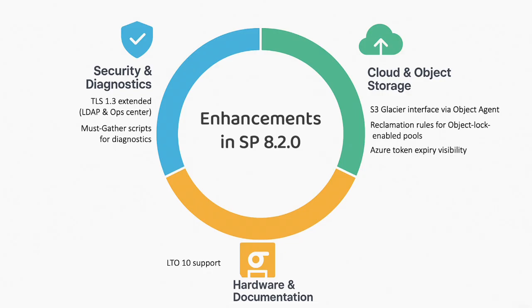Next, hardware updates. SP 8.2 now supports LTO-10 tape drives, giving you higher capacity, better performance, and lower cost per TB for archival storage. Great for customers still relying on tape for long-term retention.